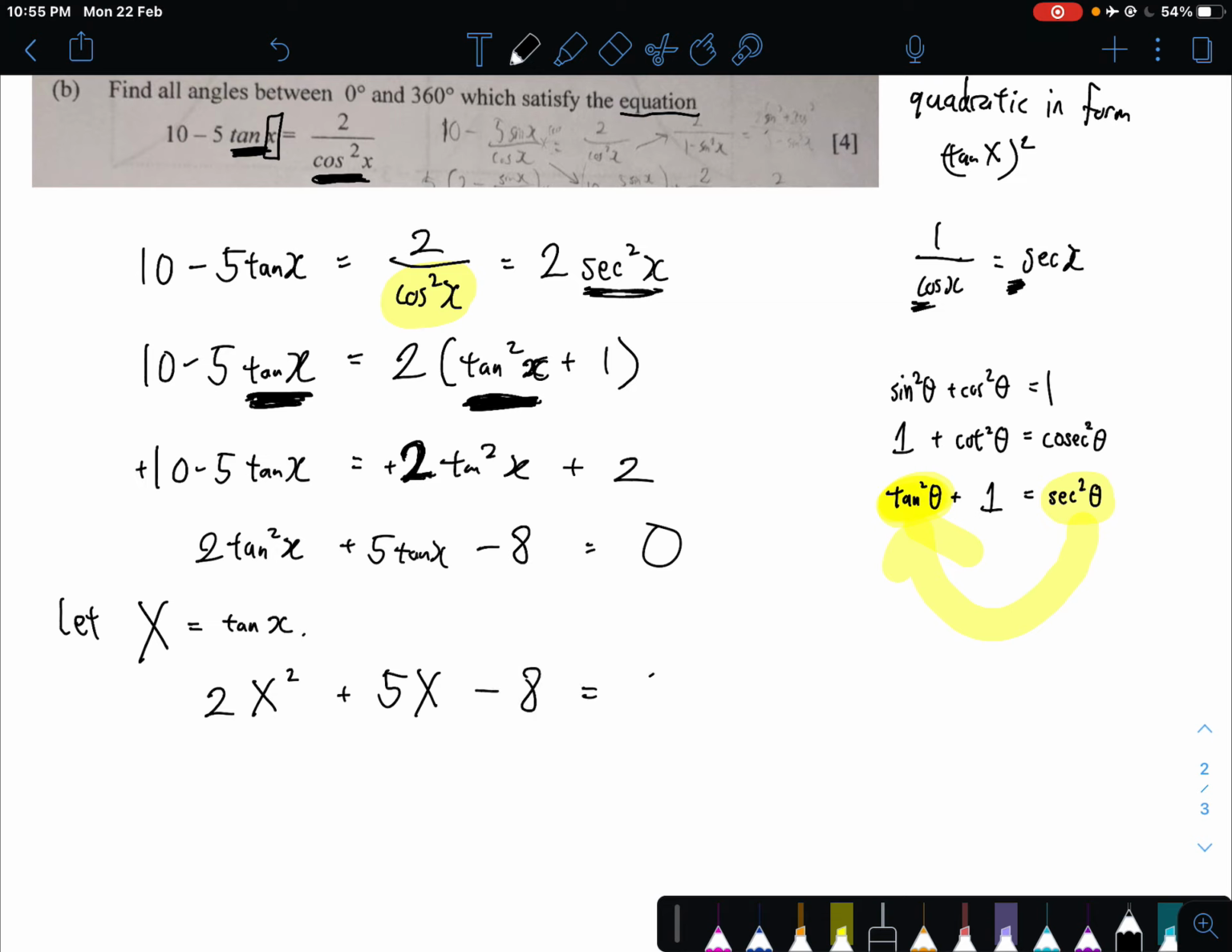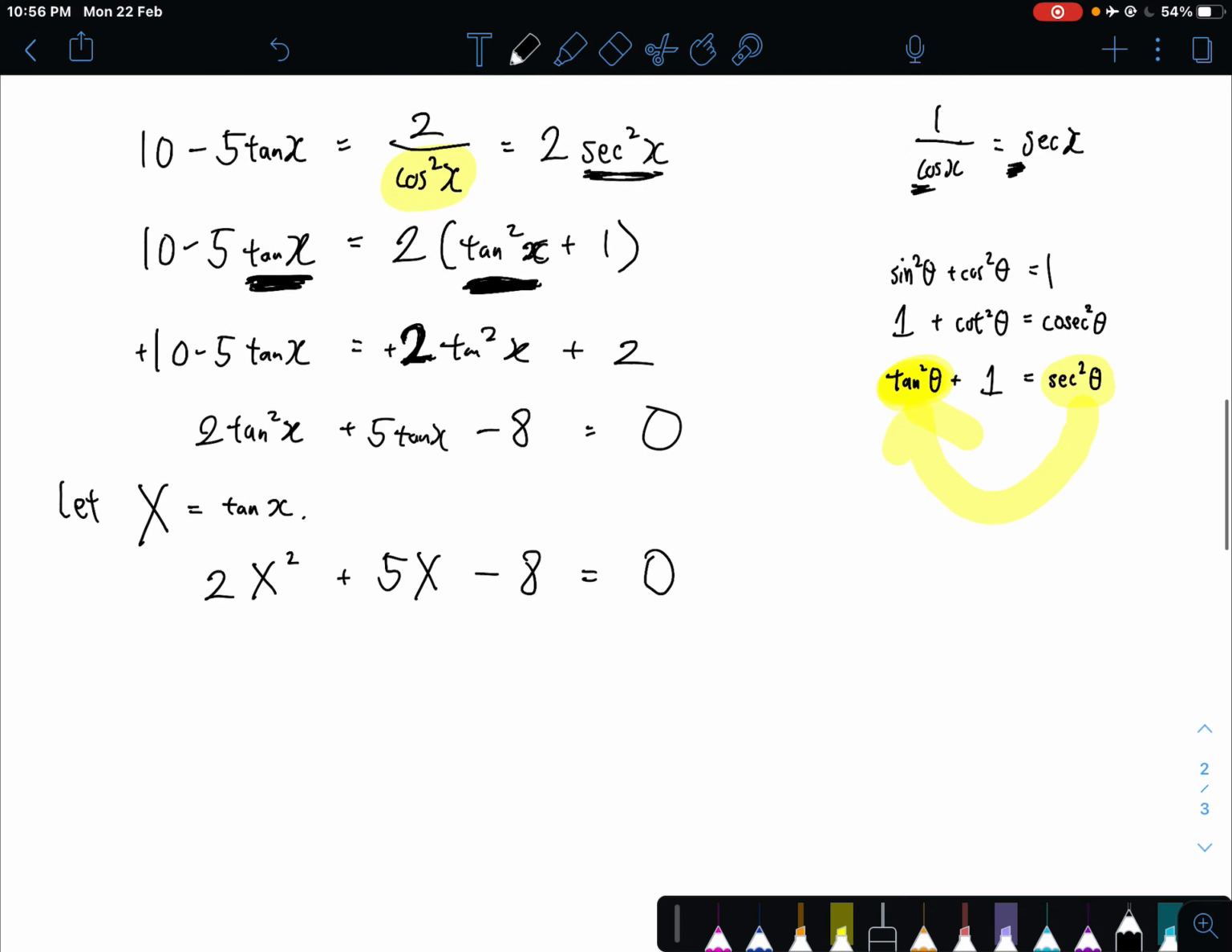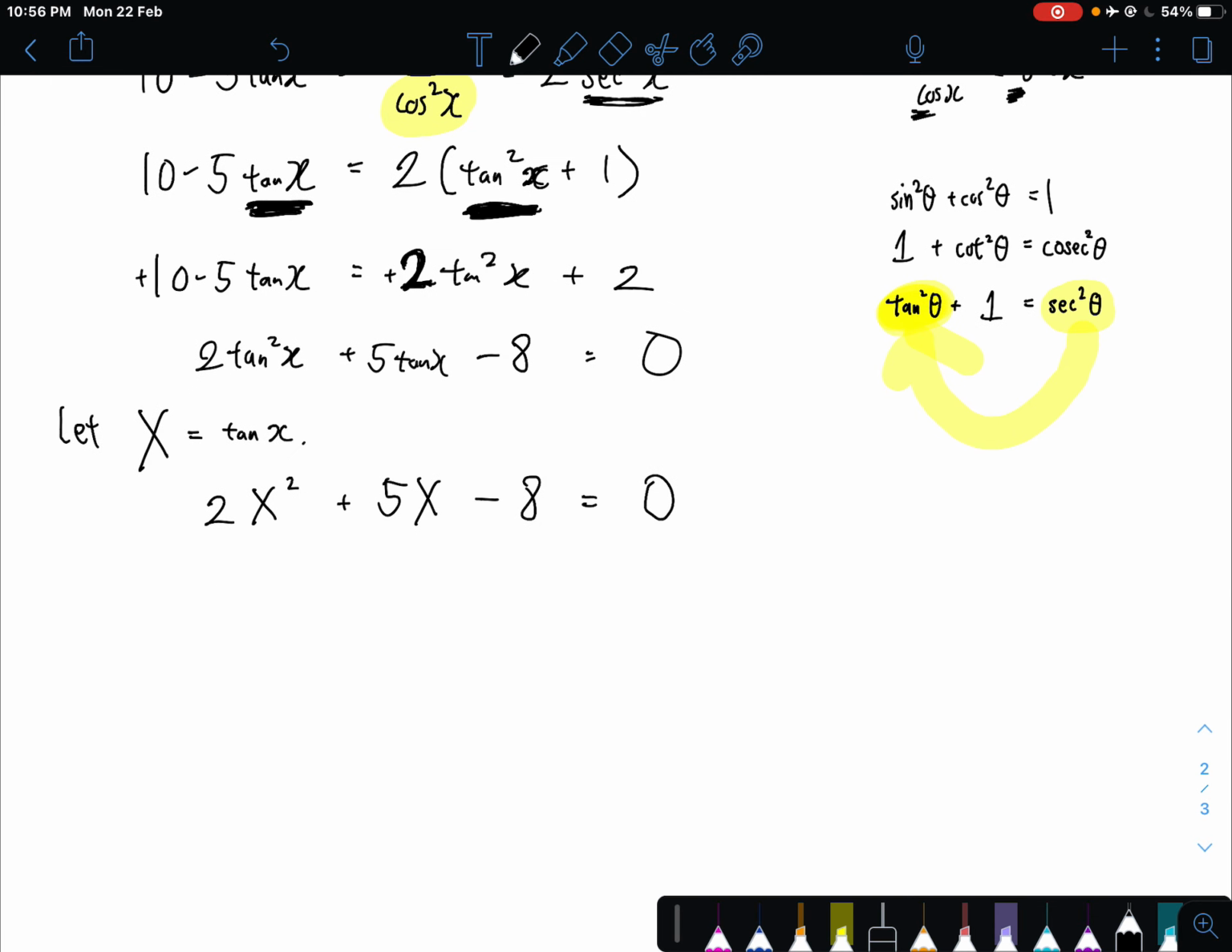Notice I'm using capital letter X now, not the curvy x, I'm using capital letter X. Okay, good. Now I have a quadratic. Can I factorize this? Yes, you can use all sorts of ways in your calculator, but at the end of the day, you should be able to get 2X times something and X here, plus or minus something equals to 0.